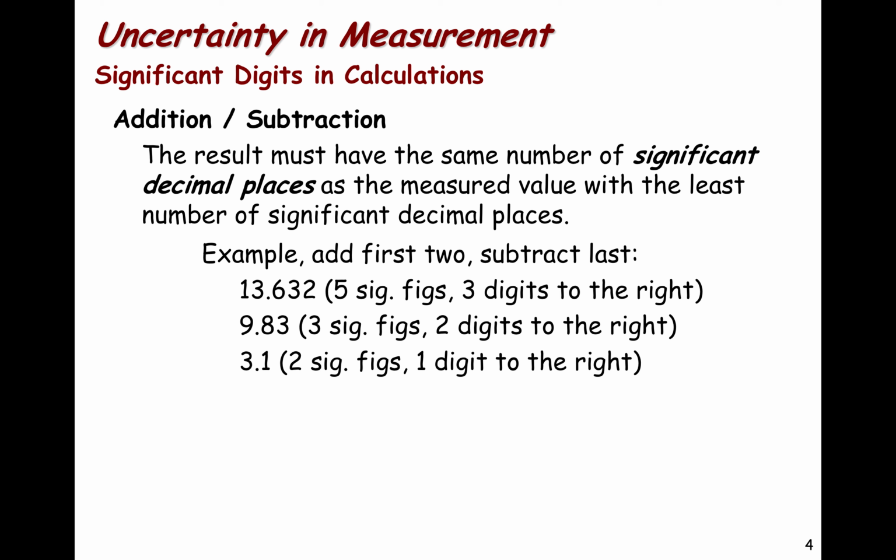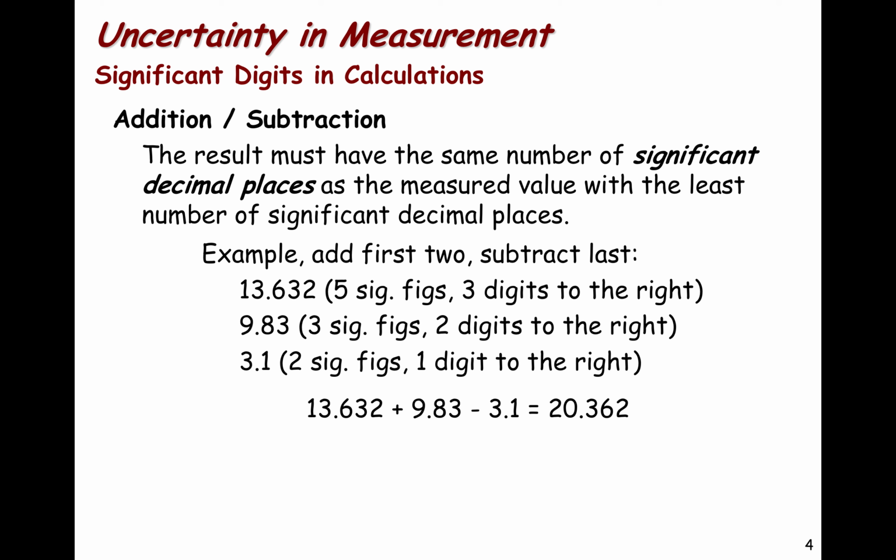In this particular case, you can see that the 3.1 has a digit in the tenths place, but does not have a digit in the hundredths place, whereas the other 2 values do have numbers in the hundredths place. Well, that means that our answer can't have a digit any further to the right than the tenths place.